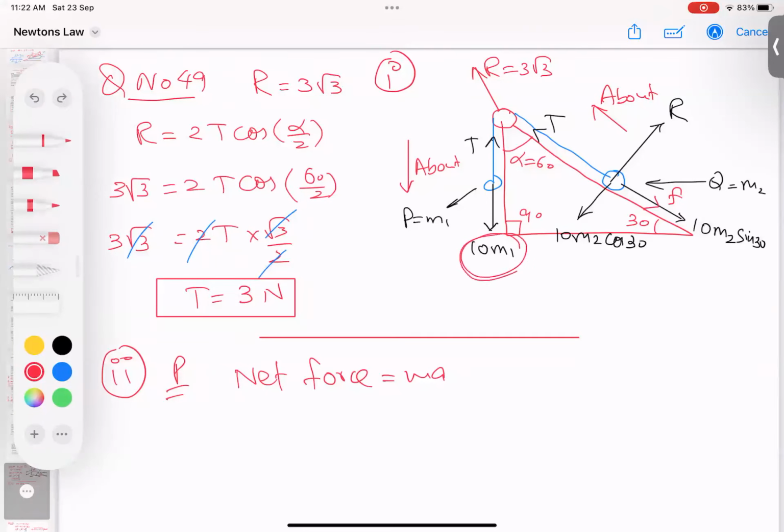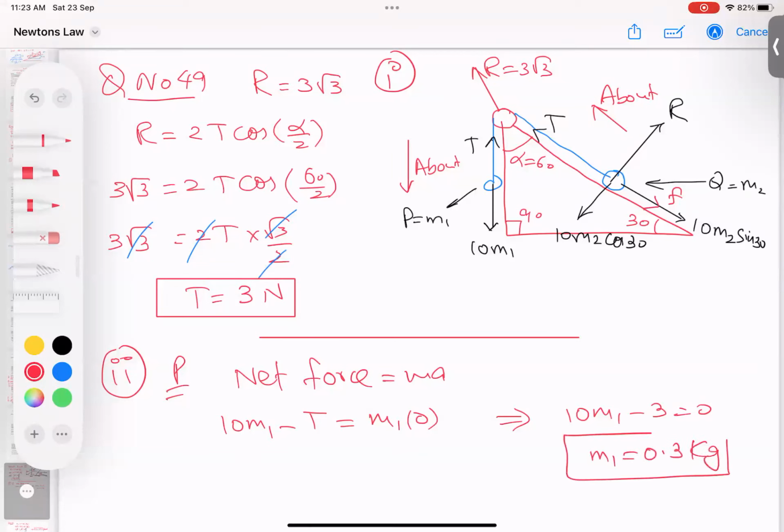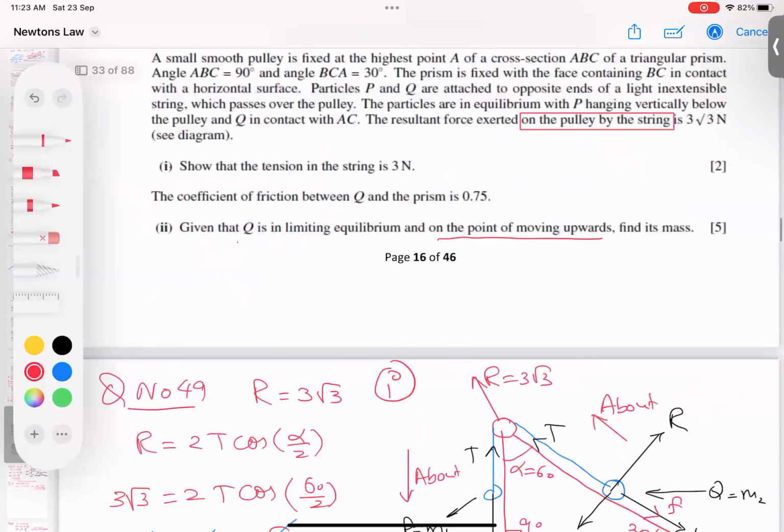So I can say this component minus this component, because two forces act on the particle P, one downwards, one upwards. So 10 m1 minus tension equals mass m1 times acceleration, which is 0. So tension is 10 m1, and tension is given as 3. So 10 m1 minus 3 equals 0. 3 goes to the other side and divide by 10. So congratulations students, I got m1 is 0.3 kilograms. Maybe he's not asking for m1, but anyway I found it.